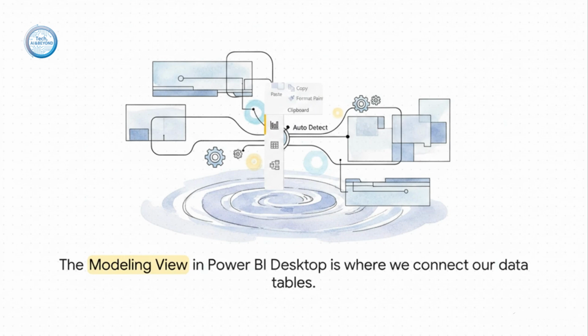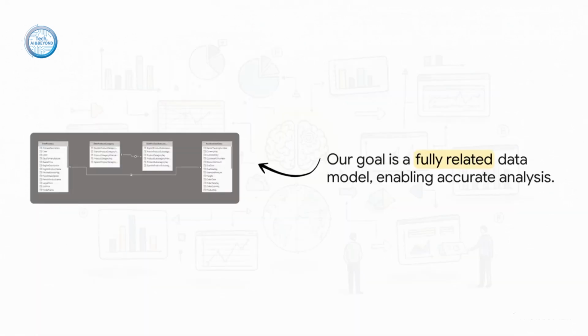So this right here is the modeling view inside Power BI Desktop. When you first pull in your data, one of the really cool things Power BI does is it tries to help you out. Its auto-detect feature scans your column names and often creates these relationship lines for you automatically. It's a great head start, but you always want to double-check its work. And this is the goal, a clean, fully connected data model.